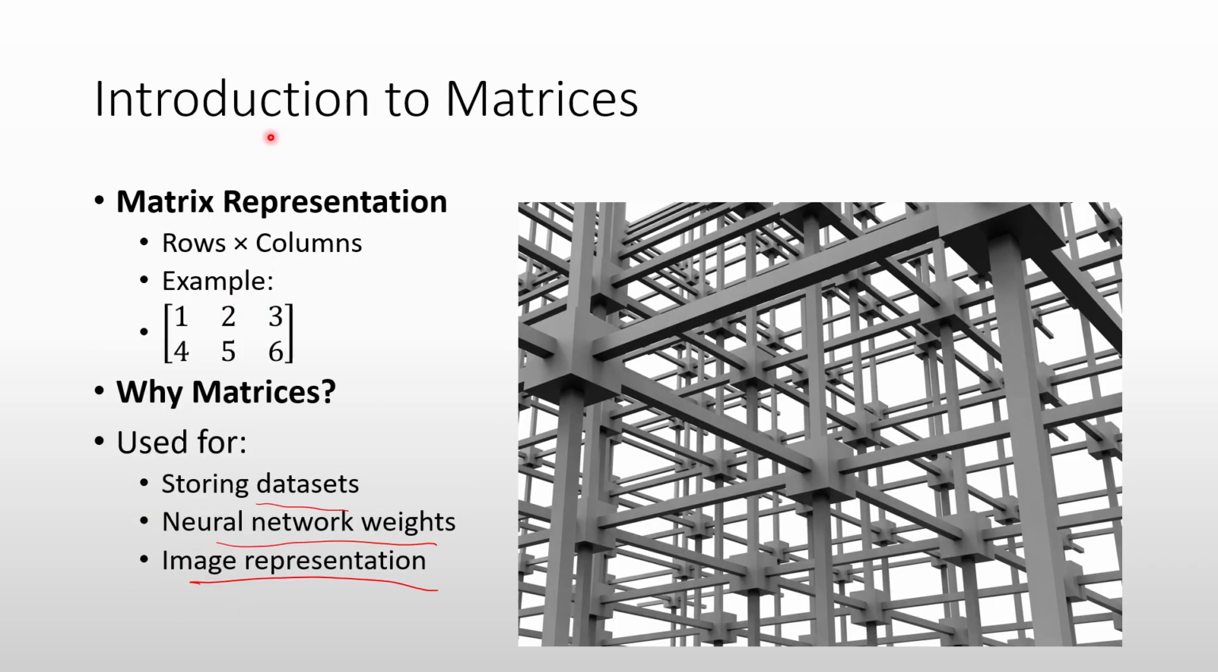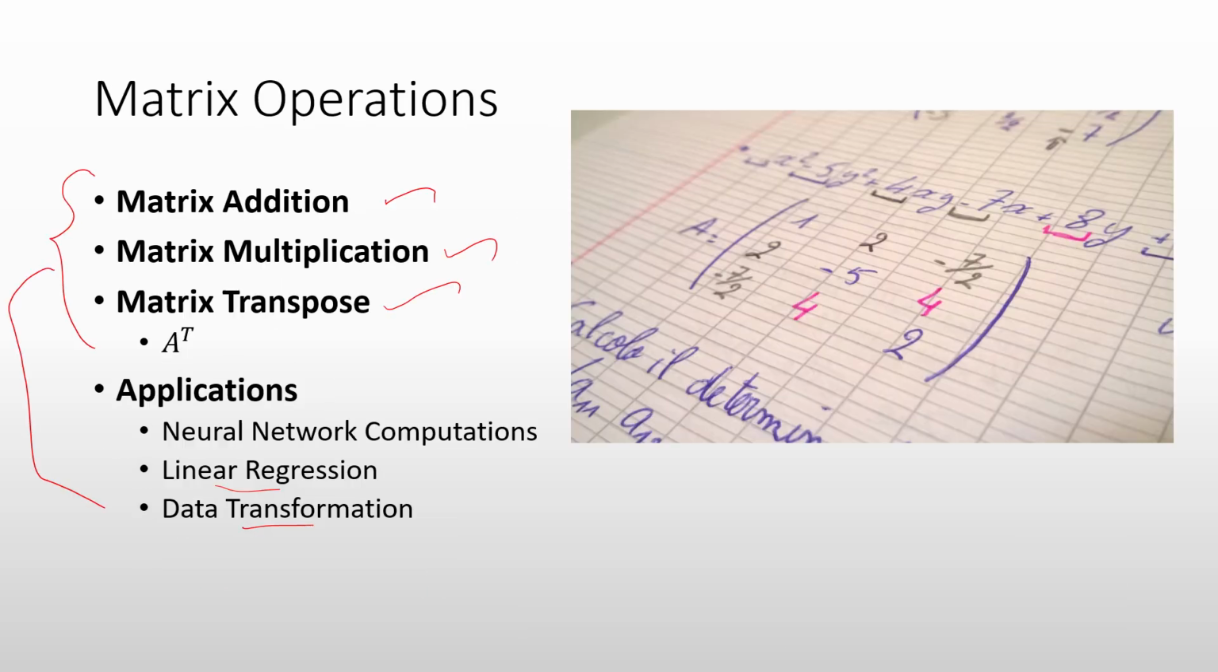Now, an introduction to matrices. We already saw that matrices are used with rows and columns. Here 1, 2, 3 is a row, and 1, 4 then 2, 5 then 3, 6 are columns. Why use matrices? With the help of matrices, you can store datasets. They are used in neural network weights and in image representations.